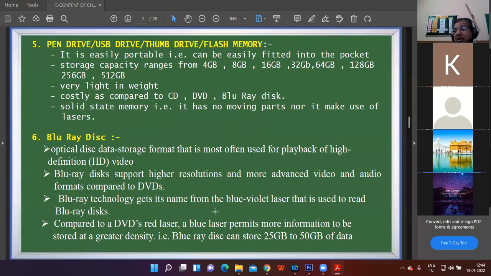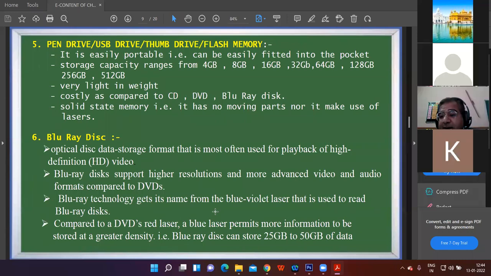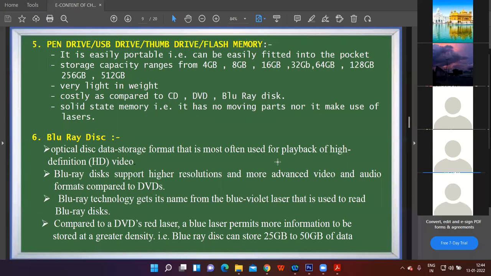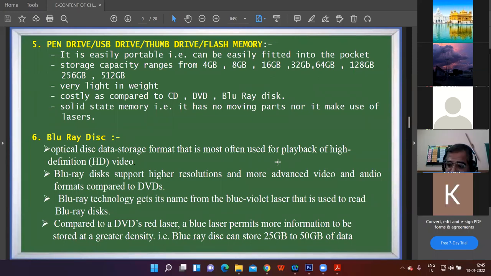Now questioning round starts. Three types of CD. Yes, Raghav, unmute yourself. Sir, CD is of three types: CDR, which is compact disc recordable; CDRW, which is compact disc rewritable; and CDROM, which is compact disc read-only memory. Okay, three types of DVD: digital versatile disc rewritable, digital versatile disc recordable, digital versatile disc read-only memory. Okay, good. Good response.